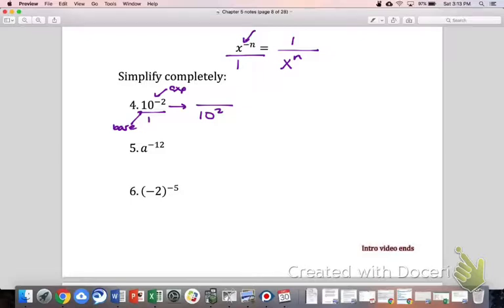I've got a blank numerator. Anytime I've got a blank numerator, I'm going to fill that in with a 1. And then my final step here would be to do 10 squared. 10 squared is 100, of course, and so I end up with 1 over 100, or 1/100th.